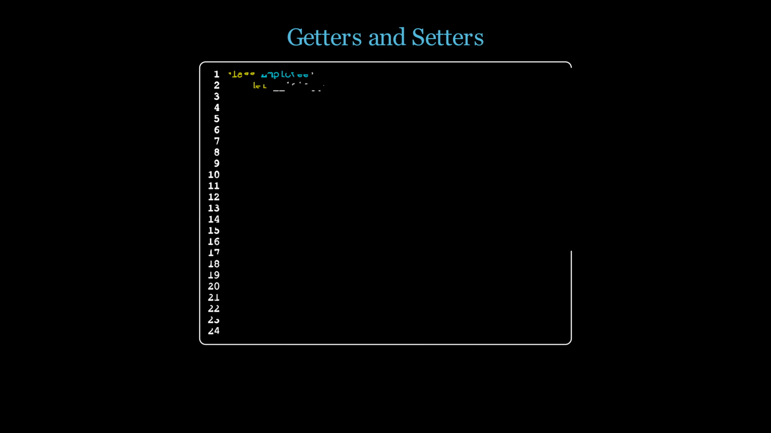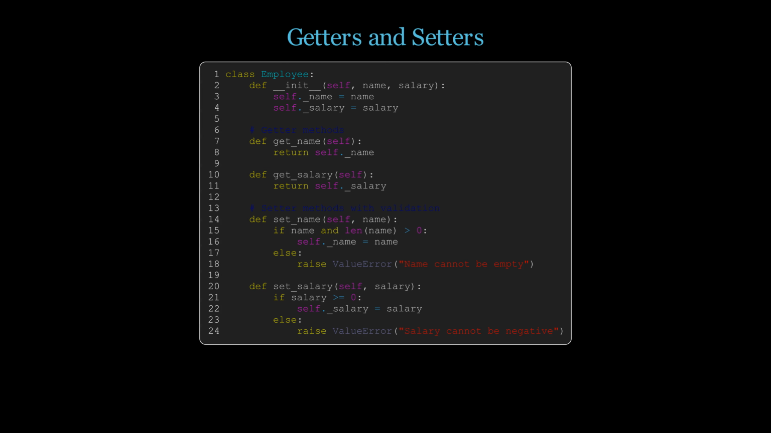Getters and setters are methods that control access to attributes. Getters retrieve values. Setters modify them with validation. This is classic encapsulation. Getters like get_name and get_salary provide controlled access to protected attributes. Setters like set_name and set_salary allow modification but with validation. Set_salary ensures salary can't be negative. Set_name ensures name isn't empty. This prevents invalid data from corrupting the object state.